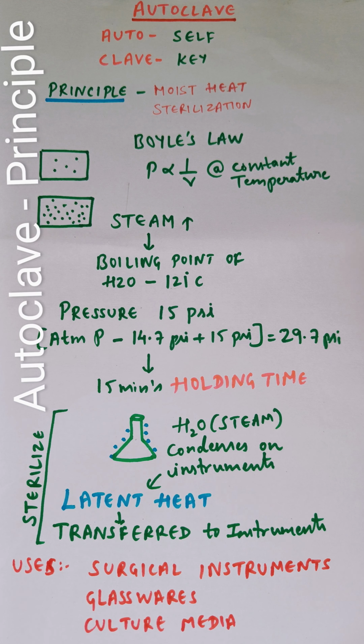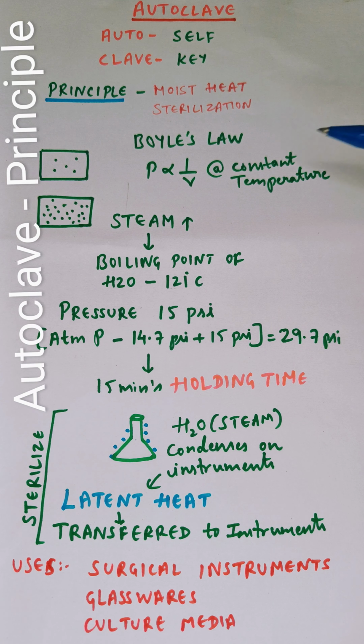So that's why this autoclave machine is mainly used for surgical instruments like scalpel, forceps, scissors and all what we use. Some glasswares like flasks, test tubes and all which have been used in laboratories can be sterilized, and also culture media in microbiology can use this autoclave machine for sterilization.